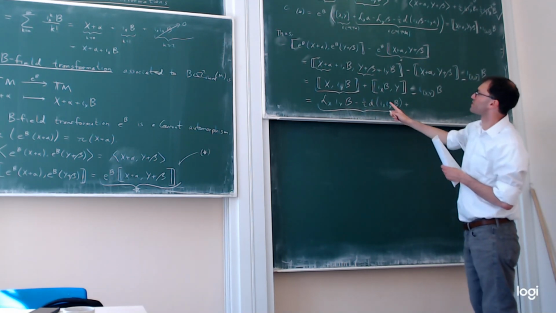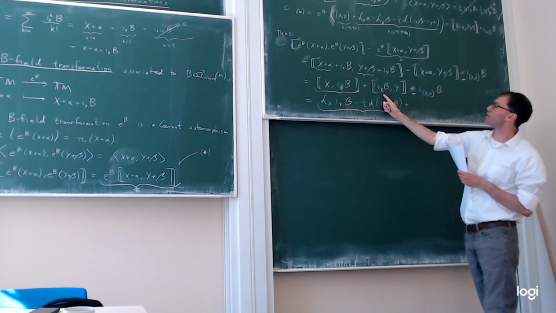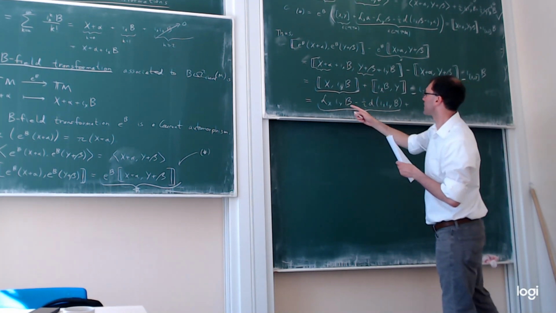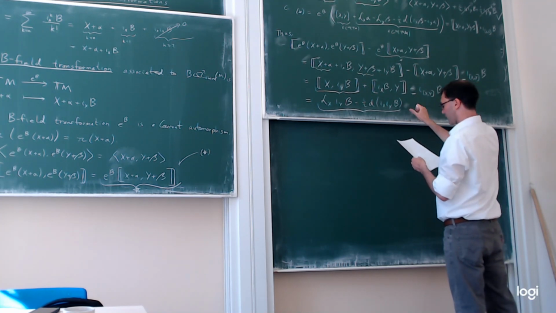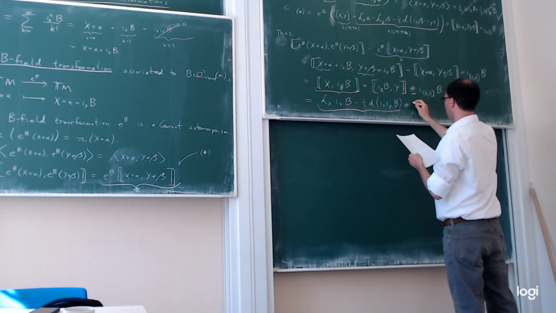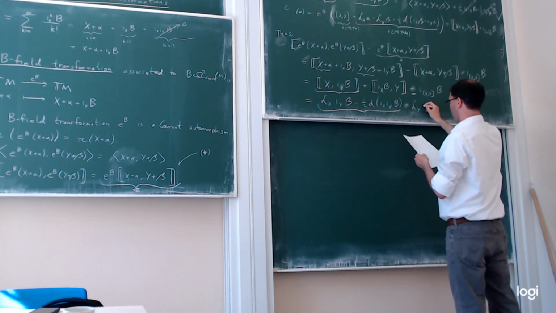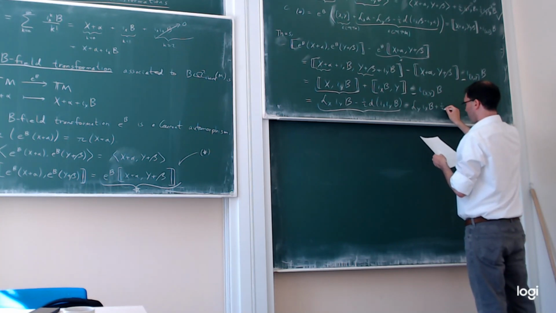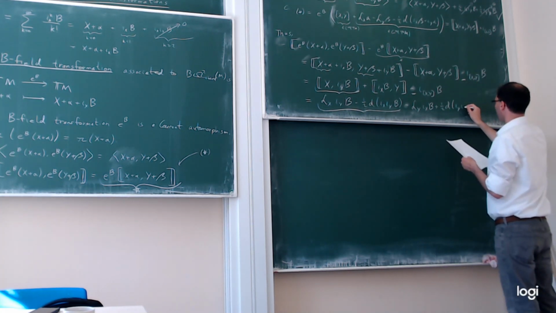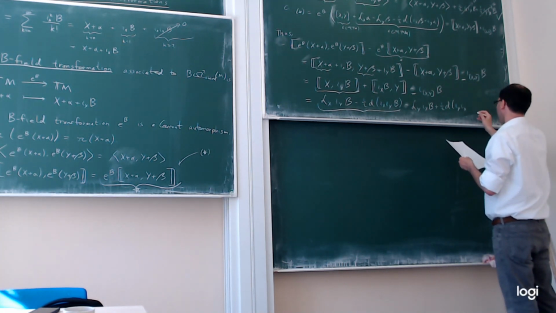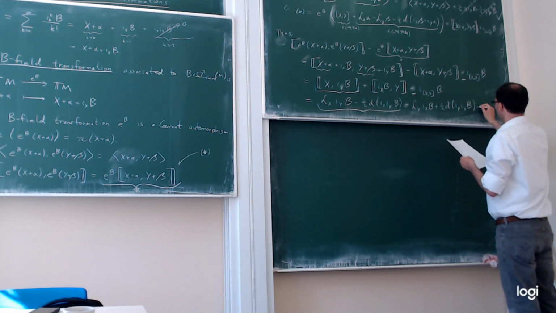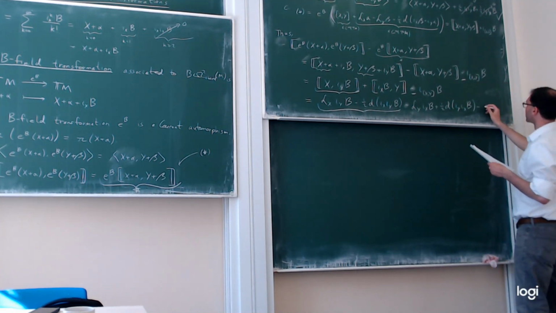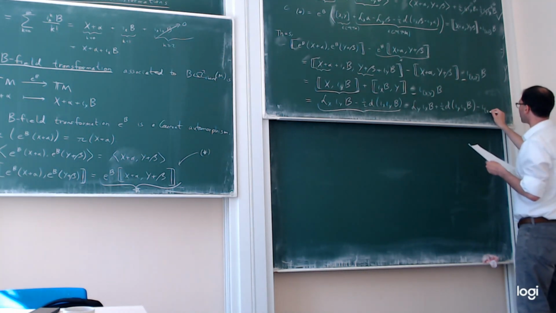Plus, and now we're going to have a precisely analogous term, except we're going to switch the role of x and y, and we're also going to pick up a negative sign. So that gives us actually minus the Lie derivative along y of the interior product of x and b plus 1/2 the exterior derivative applied to the interior product of y, the interior product of x and b, minus this term here, so that's the interior product of the Lie bracket of x and y applied to b.